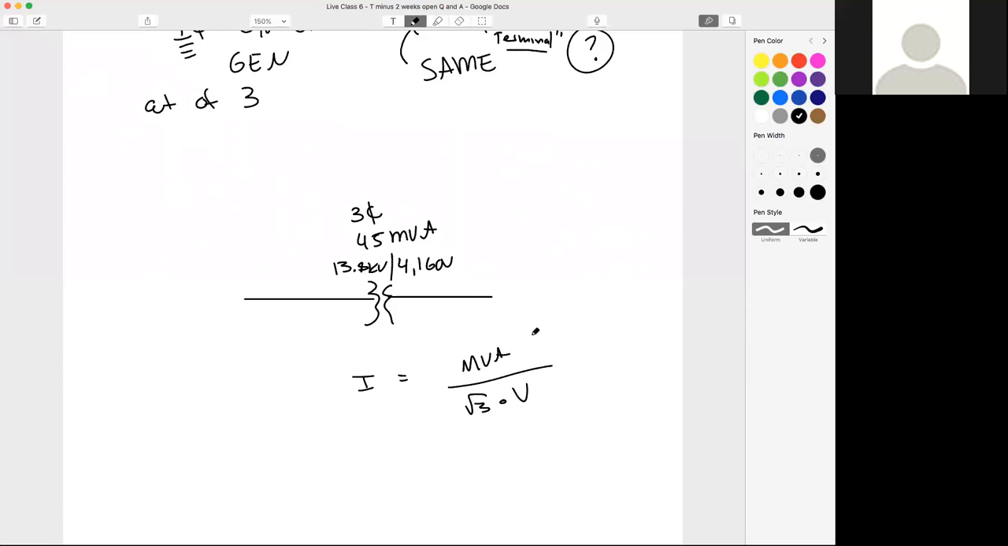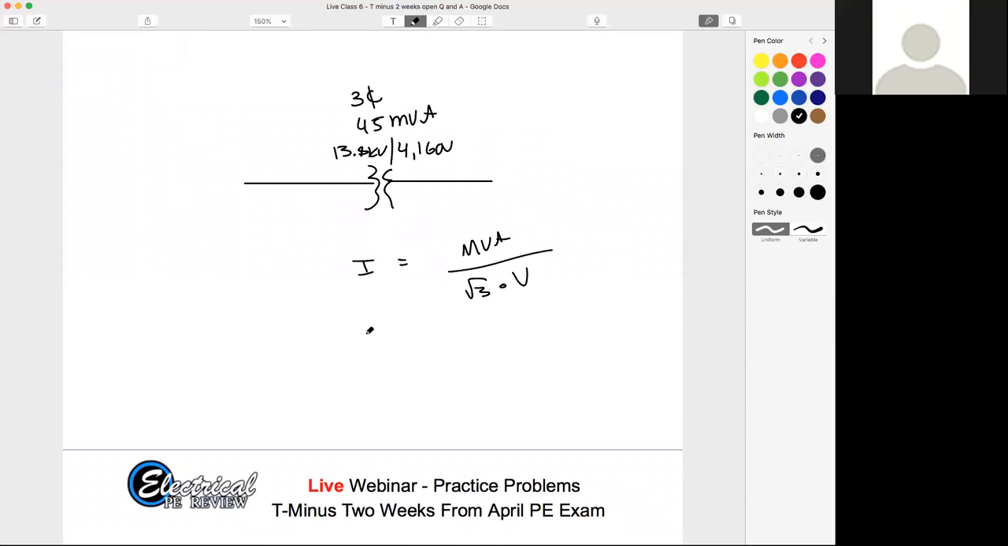Now, I'm going to rewrite this because I'm a stickler for our notation. Let's just say our I magnitude equals our S magnitude divided by square root 3 times our V magnitude. And since this square root 3 is here, we know we're dealing with our line values or our 3-phase values. So I'll stick that there and I'll call this our S 3-phase.